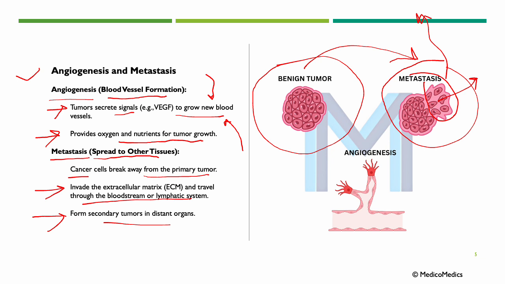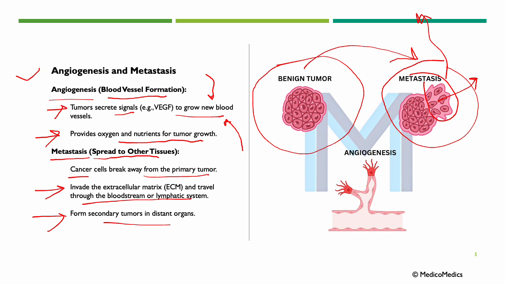So to give an illustration, angiogenesis is like building roads to supply a growing city. And metastasis is like invaders traveling to conquer new territories.